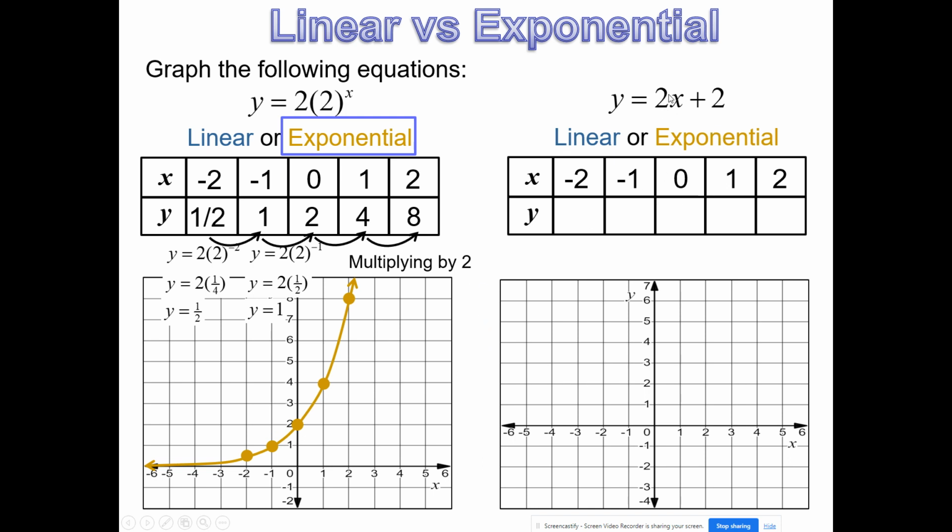Linear, let's plug in 0. 0 times 2 is 0, 0 plus 2 is 2. 2 times 1 is 2, 2 plus 2 is 4. Plug in 2. 2 times 2 is 4, 4 plus 2 is 6. Plug in -1. 2 times -1 is -2, -2 plus 2 is 0. Plug in -2. 2 times -2 is -4. -4 plus 2 is -2. So -2, -2.